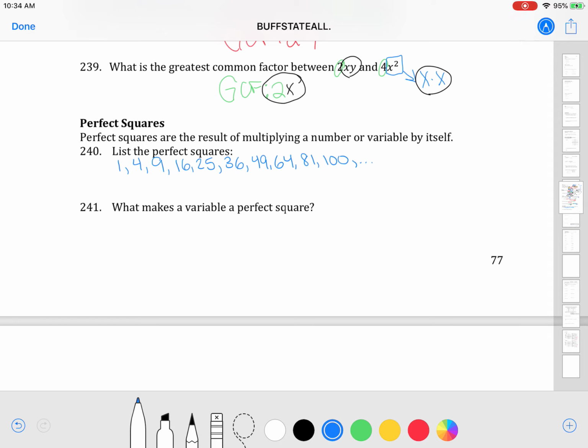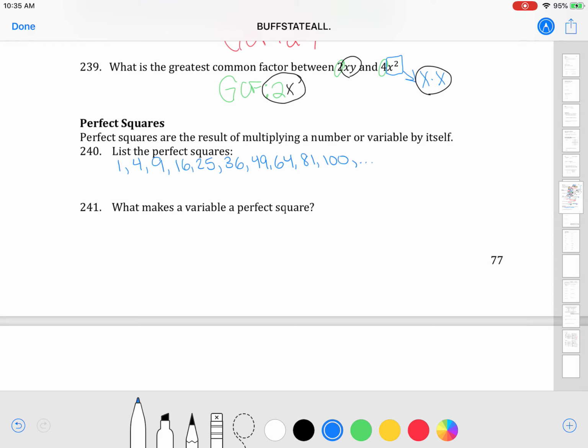So what I mean by that is if you see an 81, you know that it's 9 squared. If you see an 80, you know it's not a perfect square. If you see 49, you know it's 7 times 7. Some of us are really good with our multiplication facts and some of us are not. You always have your calculator as a backup to check. Even if you're thinking it is and you're unsure, just plug it in the calculator to make sure.